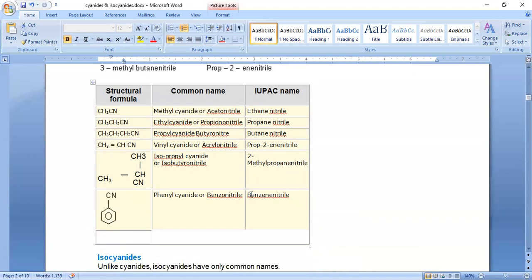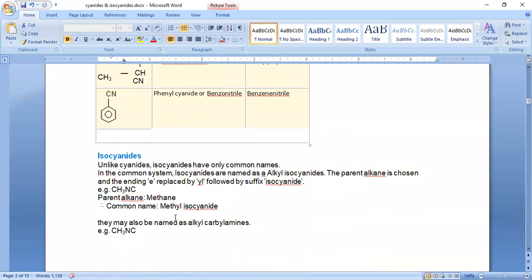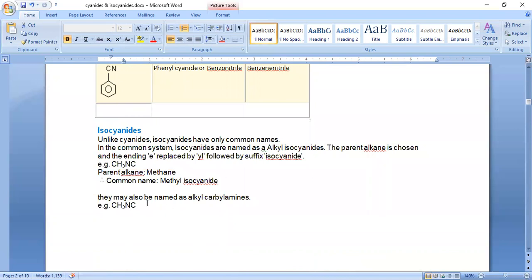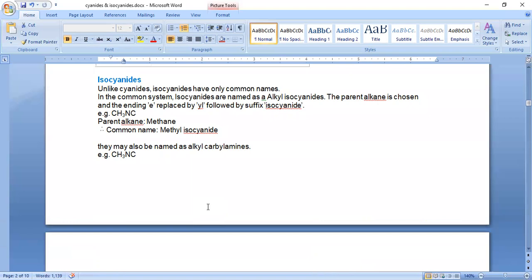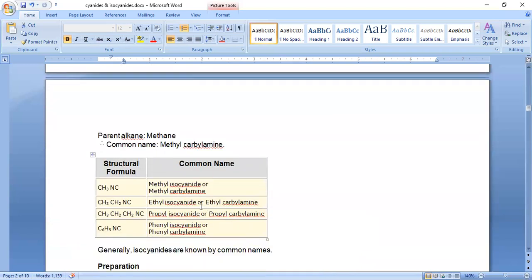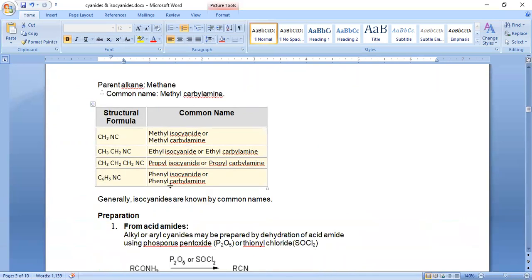And these are some other compounds. While naming isocyanides, generally this is the common name. For CH3NC, the common name of this compound is methyl isocyanide, and the IUPAC name is carbylamine. So generally we do it like this. Methyl carbylamine is the common name. We generally don't have any IUPAC nomenclature for isocyanides, so we follow common nomenclature.